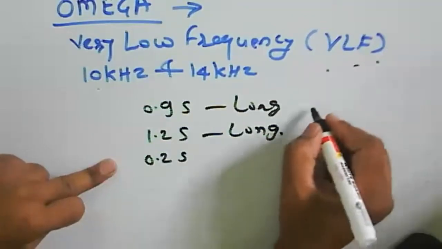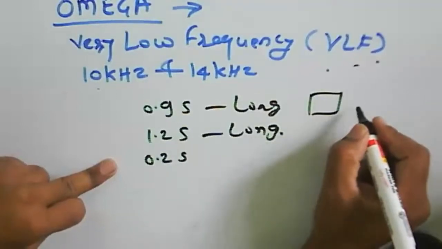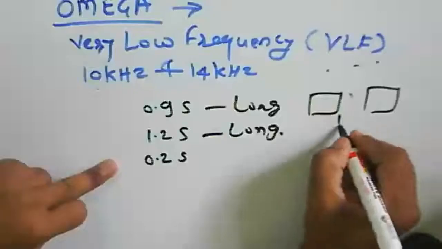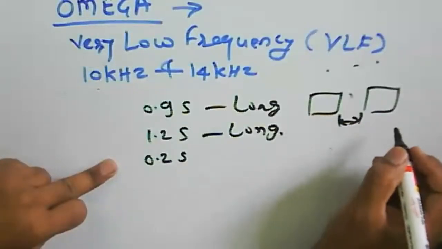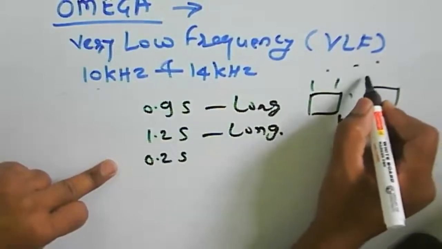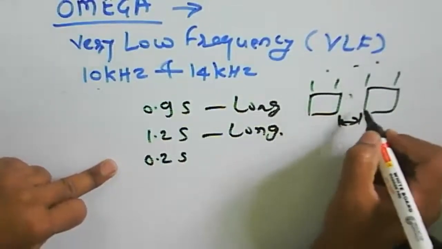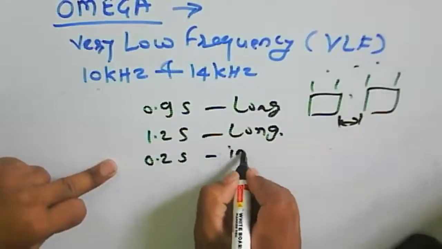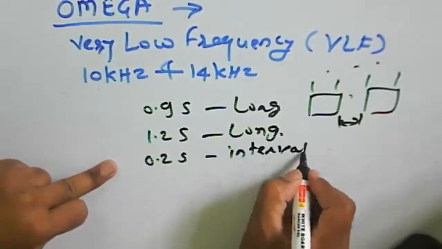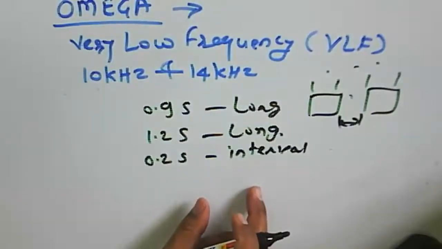Okay, so we can say that this is about transmitting, and this one is about the interval between these two stations. This one is about 0.9 or 1.2 seconds long, but in between those two bands there is an interval of about 0.28 seconds in duration.